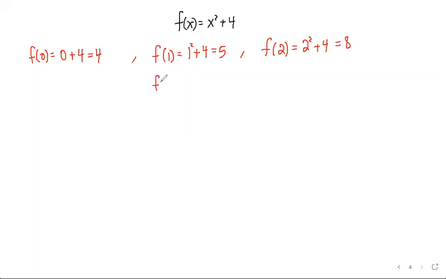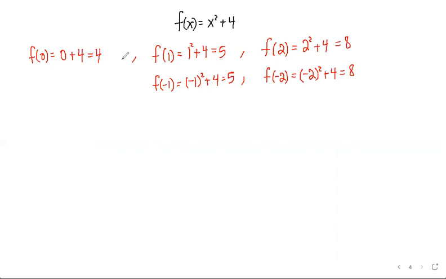What about if I plug negative numbers? Negative 1 gives me negative 1 squared plus 4, and that gives me 5 again. The same thing for f of minus 2. It gives me minus 2 squared plus 4, which is 8. So look, for all possible inputs, the minimum output is 4. Then it goes up when I plug any positive number: 5, 8, and goes on positive.